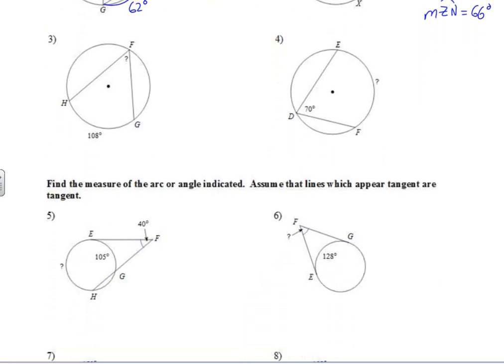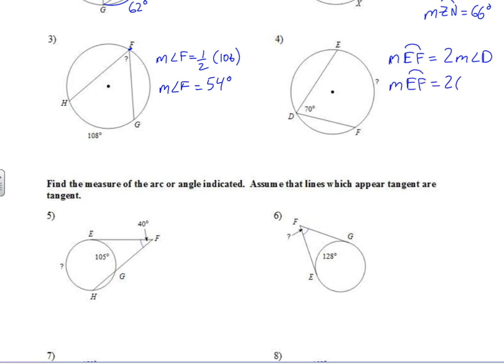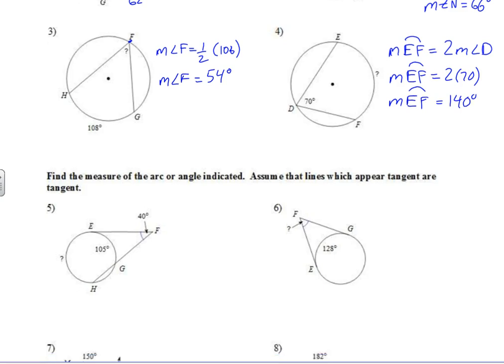Okay, number 3, what do we have here? Vertex is on the circle. So the measure of angle F is going to be 1/2 of 108, inscribed angle, which would be 54 degrees. Here, we just work it around. The measure of arc EF is going to equal 2 times the measure of angle D. So the measure of arc EF equals 2 times 70. The measure of arc EF would equal 140 degrees. All right, just flipping them around.